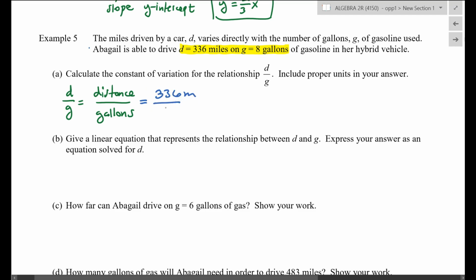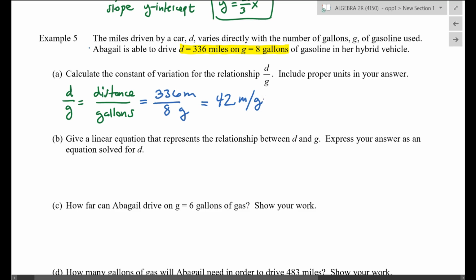Miles on 8 gallons, right? Does 8 go into 336 evenly? It does. How many times? 42 times? Wow, nice car. Why did I say nice car? Because this car gets 42 miles per gallon. That's the constant of variation.